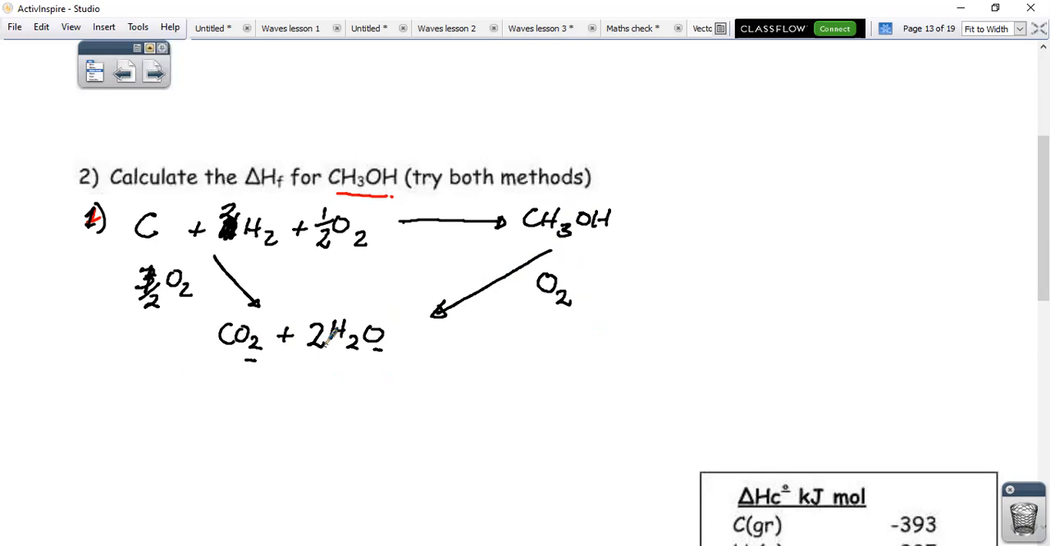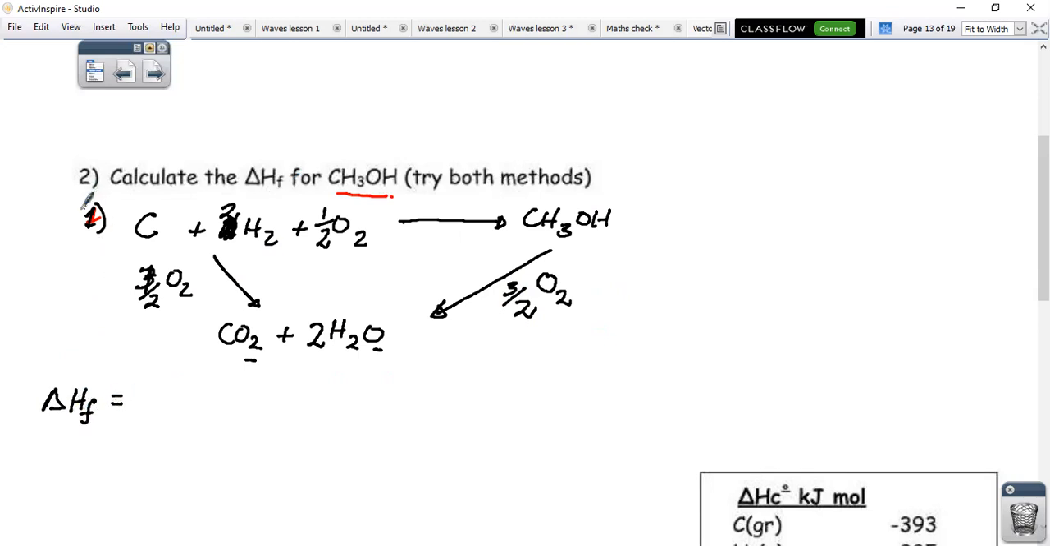Is it the same? Yeah, 3/2 O2. Well done. Okay. And then we're all balanced out there. So that's the 3 there plus 1, 4, and 2 plus 2, which gives us 4. Good. Okay. So now here, I'll then say delta HF.